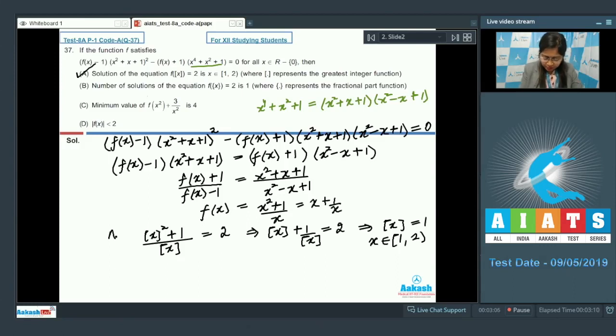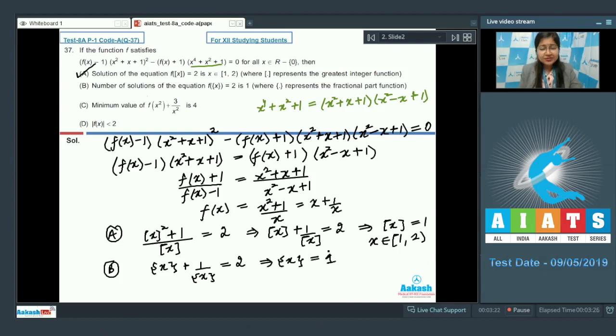Now option number B says the number of solutions of f of fractional part of x, that is fractional part of x plus 1 by fractional part of x, is equal to 2, which means that fractional part of x should be equal to 1, but that is never possible, which means this option is incorrect.